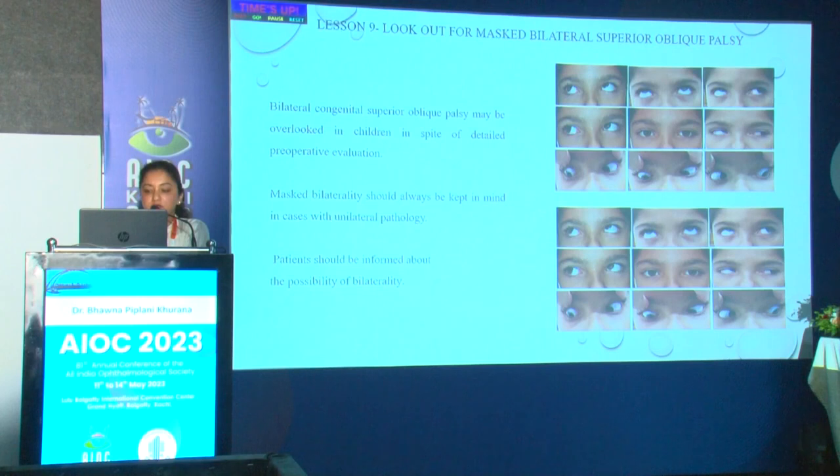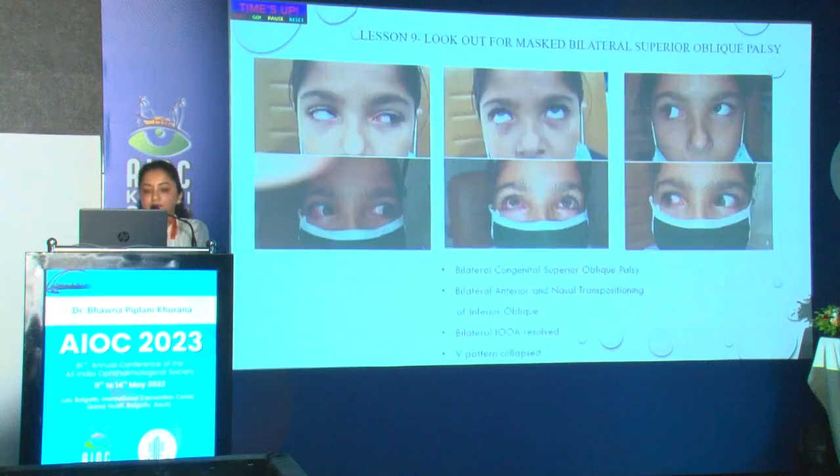This patient is a case of bilateral congenital masked superior oblique palsy, the pre-op and the 6 months post-op photograph. So this patient underwent bilateral anterior nasal transpositioning of inferior oblique. The eye overaction has resolved and the V pattern has collapsed.